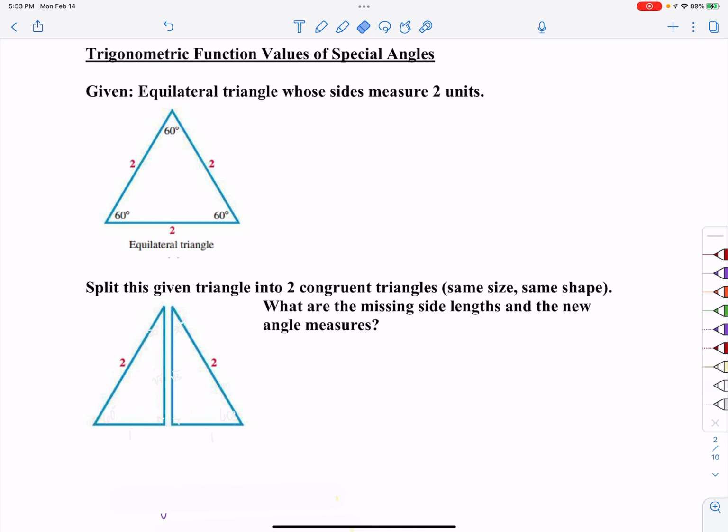All right, so what we have here, I want to look at this concept of special triangles. You see that I've started out with an equilateral triangle, and I've said that every single side on the equilateral triangle is worth 2 units. We know that equilateral means that all 3 sides are the same length, all 3 angles are the same measure, which is why we have marked all 3 of those angles as 60 degrees.